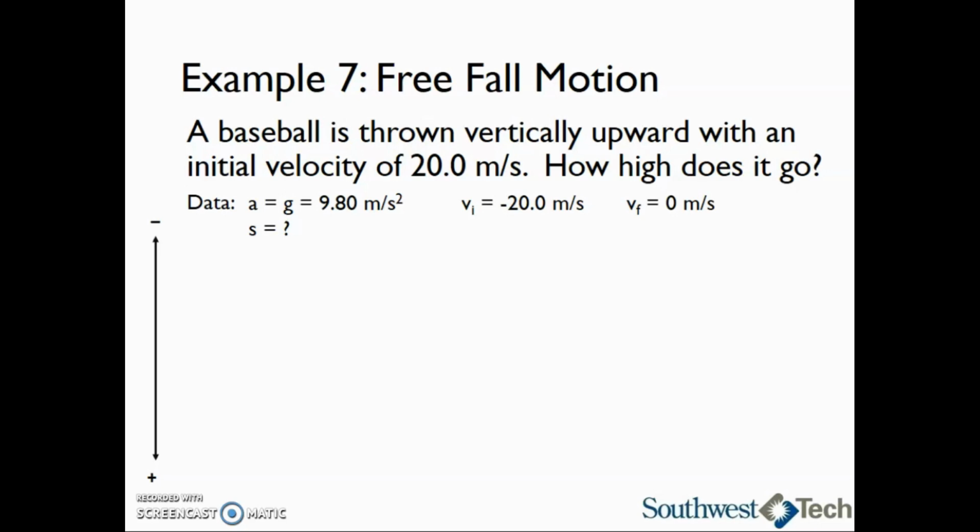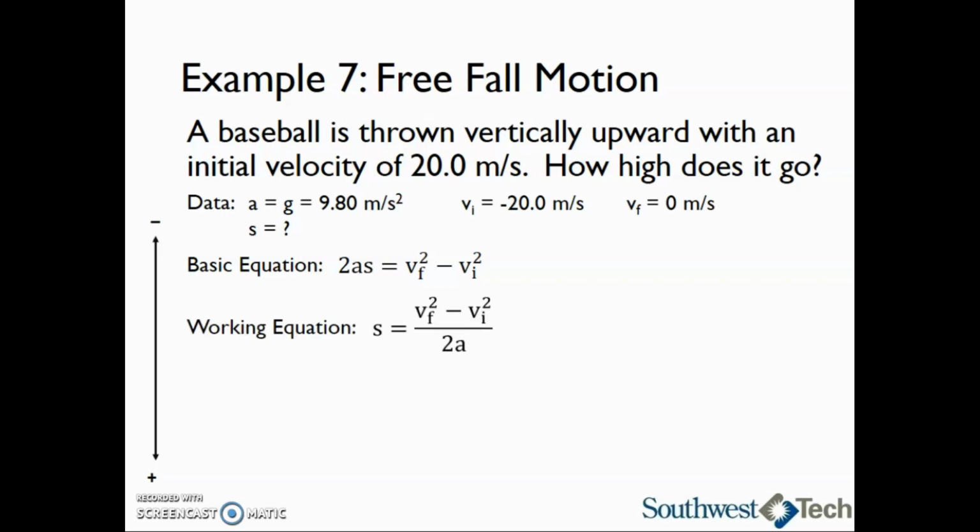The final velocity is 0 meters per second because there is a moment of time when the ball is at its maximum height that it's not moving. We are trying to find the distance s. The only equation that includes acceleration, initial and final velocity, and distance is the basic equation of 2as equals v_f squared minus v_i squared. We will need to rearrange this equation to solve for the working equation written in terms of s. In order to get s by itself, we will need to divide both sides by 2a. This leaves us with a working equation of s equals v_f squared minus v_i squared divided by 2a.